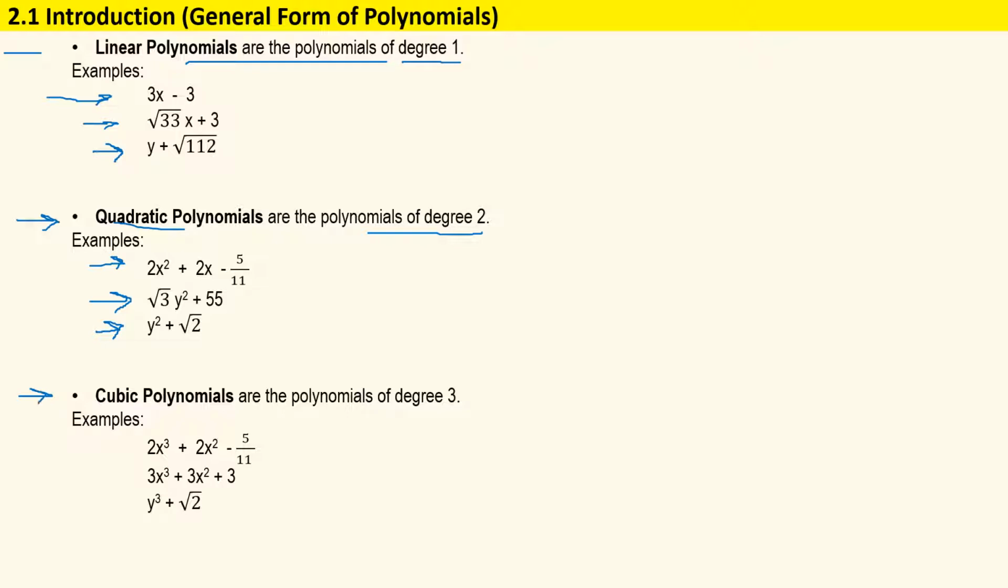Cubic polynomials are the polynomials of degree 3. Some examples are 2x cubed plus 2x square minus 5 divided by 11, 3x cubed plus 3x square plus 3, y cubed plus square root of 2.